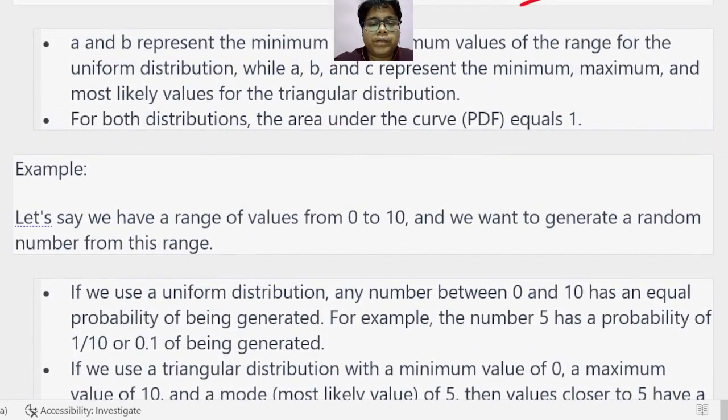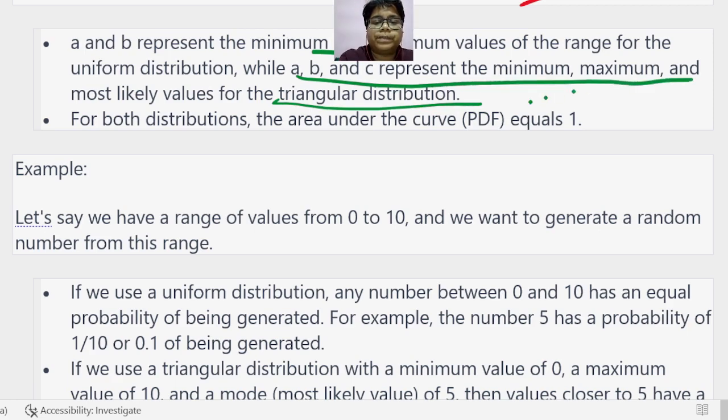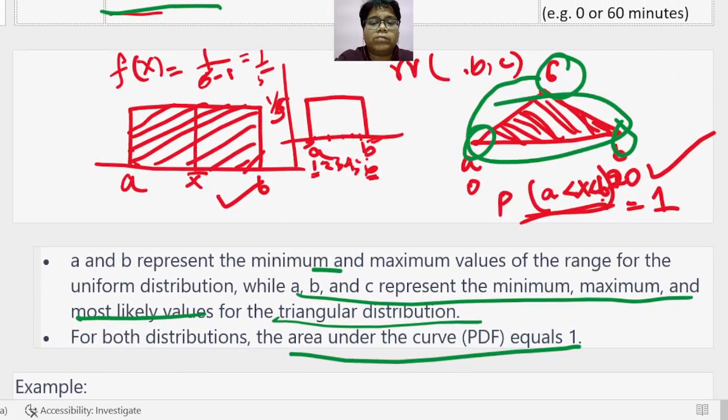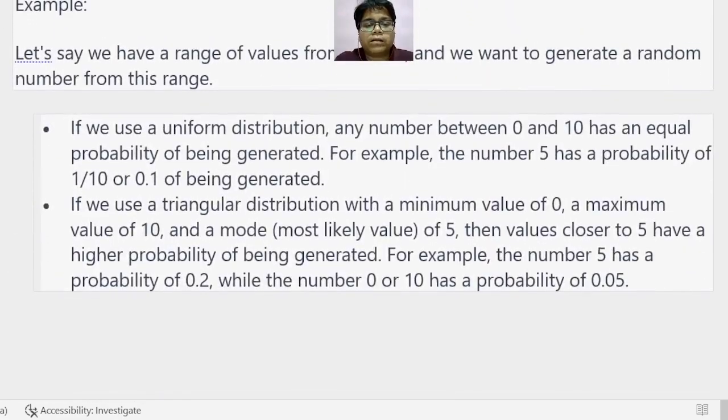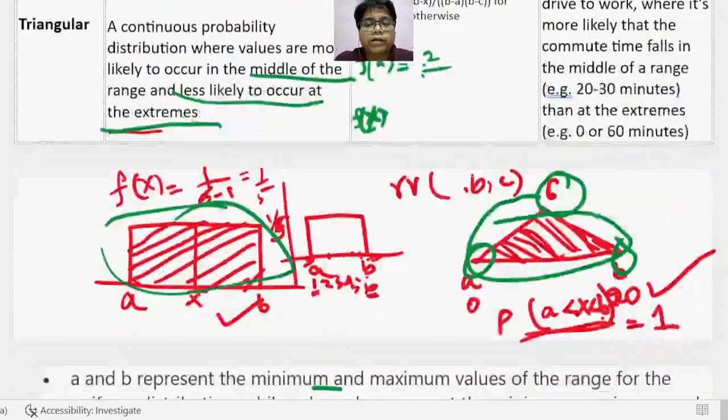A and B represent the minimum and maximum value of the range, and for the triangular distribution it is a, b, c. For both distributions, the area under the PDF equals 1. Here 1, here also 1. Now, we have already given an example here.